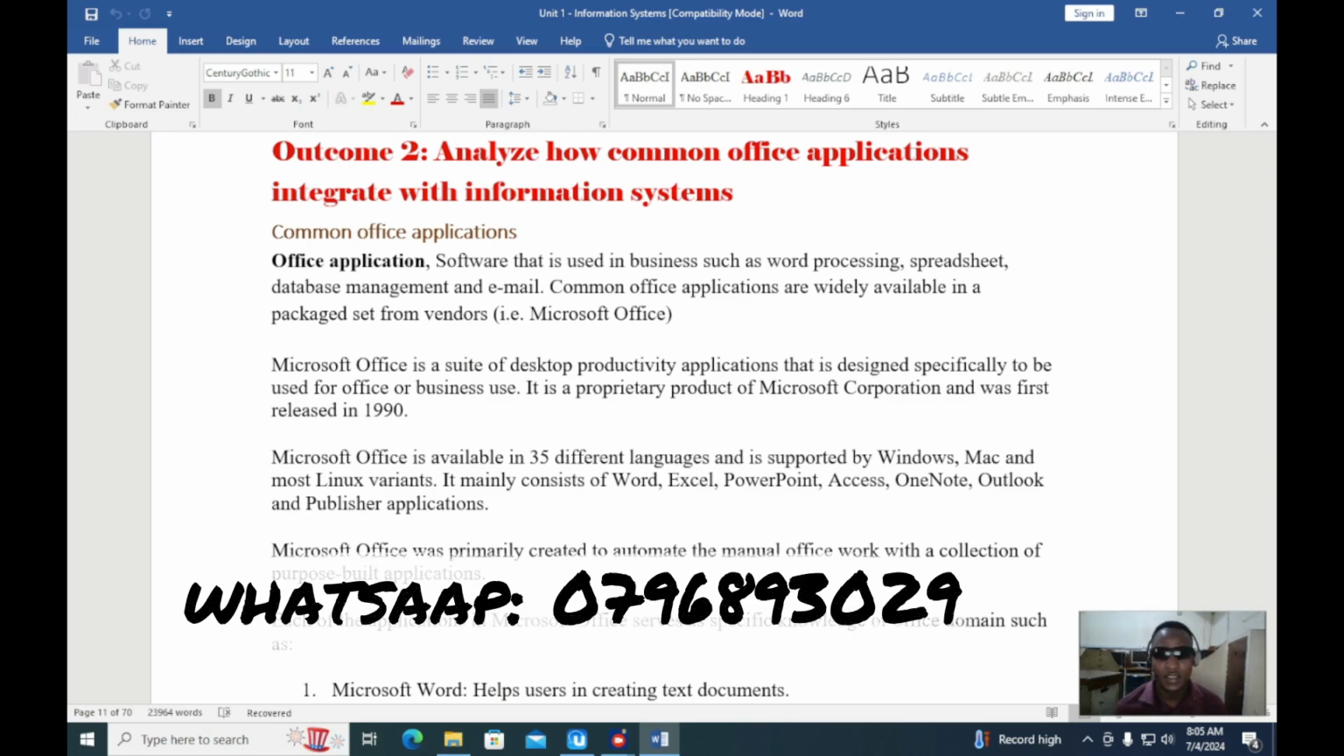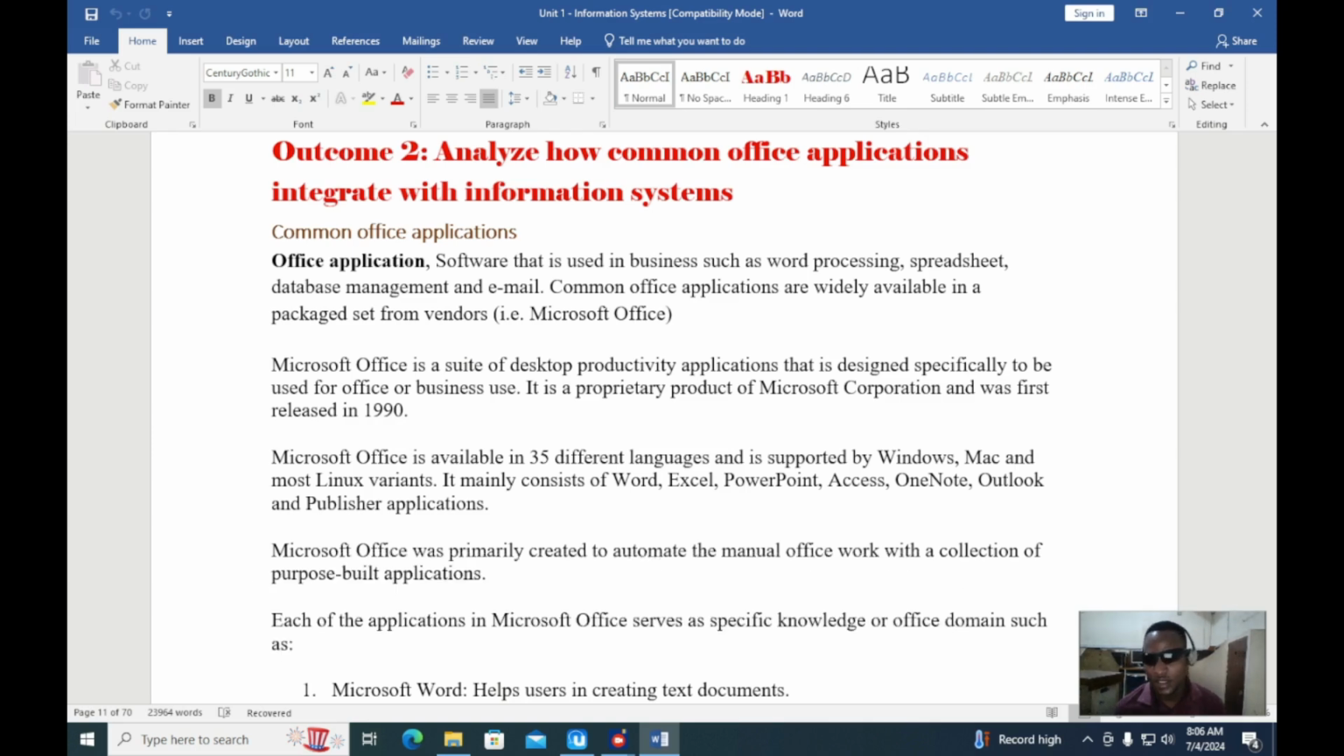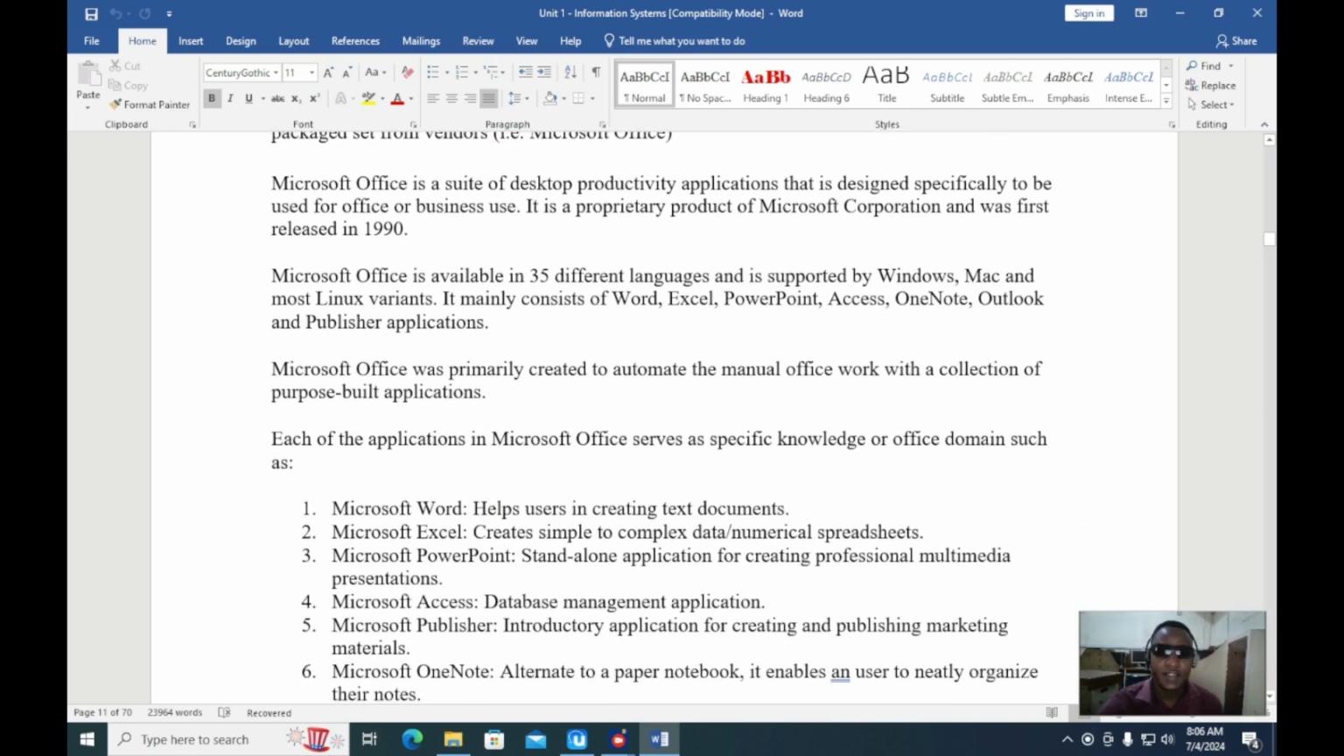It is a product of Microsoft Corporation that was first released in the year 1990. Microsoft Office is available in 35 different languages, supported by operating systems like Windows, Mac, and most Linux variants. It is a suite that consists of software like Word, Excel, PowerPoint, Access, OneNote, Outlook, and Publisher.